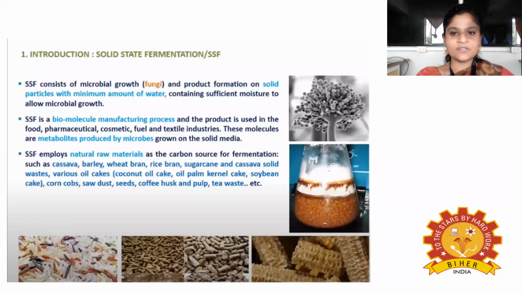I've just given the pictures of various biomasses, or various substrates. As I said, we cannot call it biological waste; we can call it only biostream waste. All this waste can be utilized as a substrate for your solid state fermentation process, right?